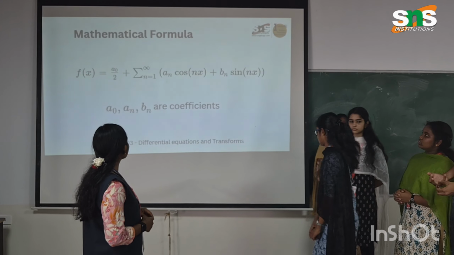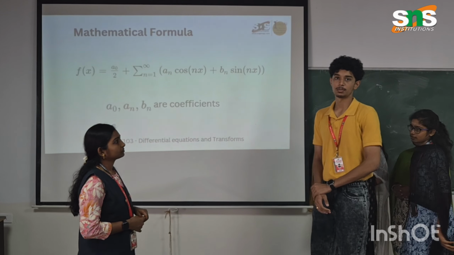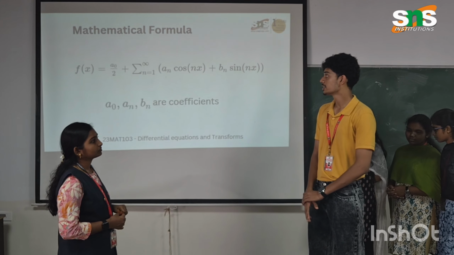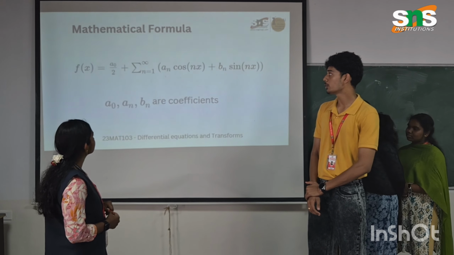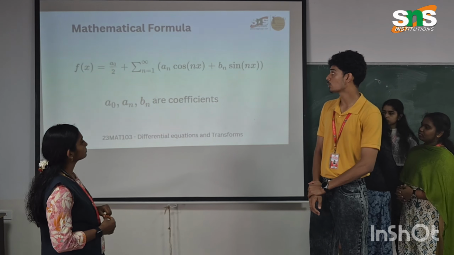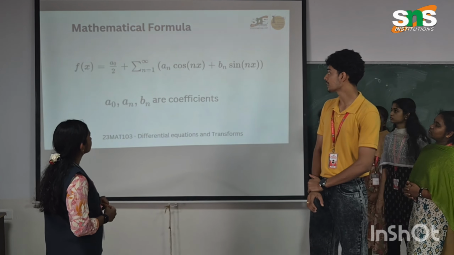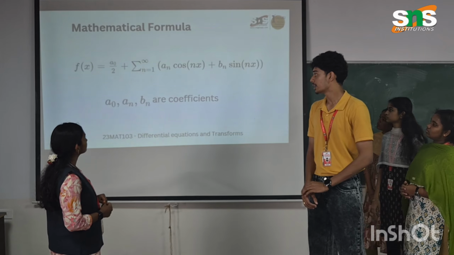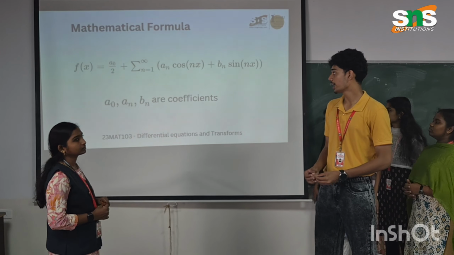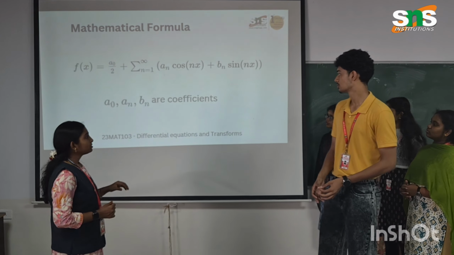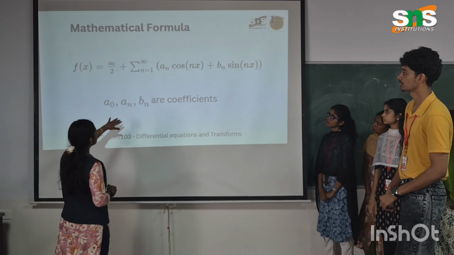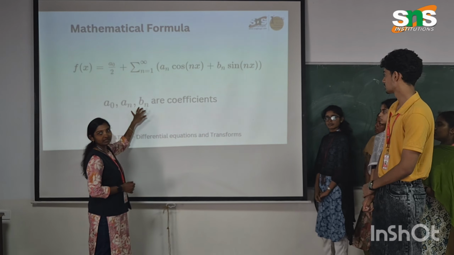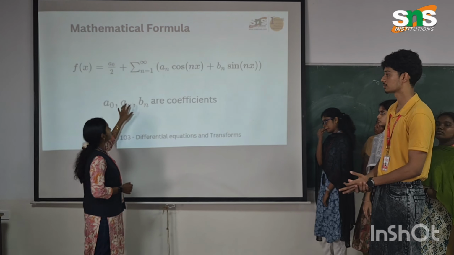Next. Here I am going to explain the mathematical formula of Fourier series. f(x) is equal to a naught by 2 plus summation of n is equal to 1 to infinity a n cos nx plus b n sin nx. Here in this formula a naught, a n and b n are coefficients. So these are the coefficients of Fourier series which we have learned earlier, and separately we have a formula to explain it. So what is the formula?